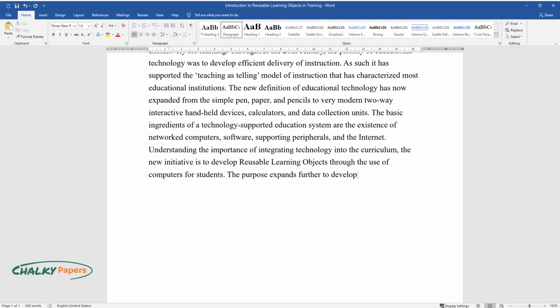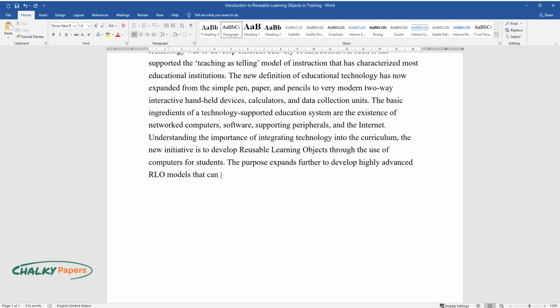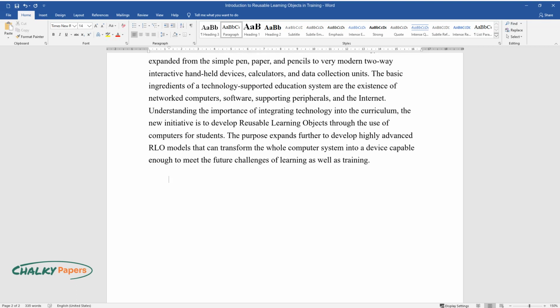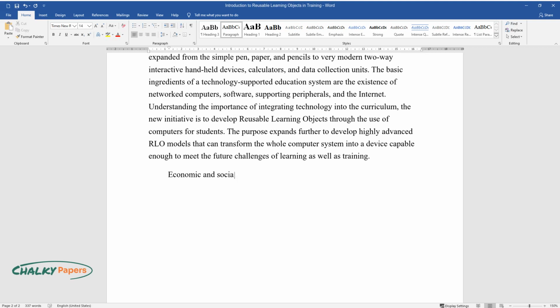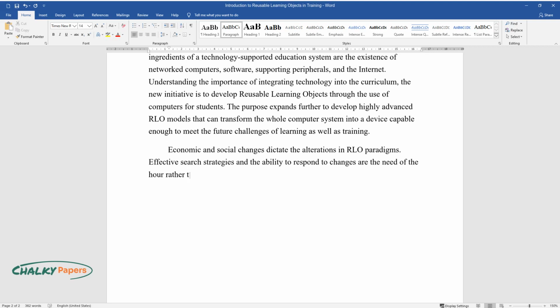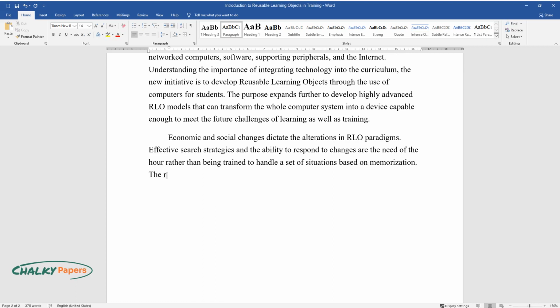The purpose expands further to develop highly advanced RLO models that can transform the whole computer system into a device capable enough to meet the future challenges of learning as well as training. Economic and social changes dictate the alterations in RLO paradigms. Effective search strategies and the ability to respond to changes are the need of the hour, rather than being trained to handle a set of situations based on memorization.